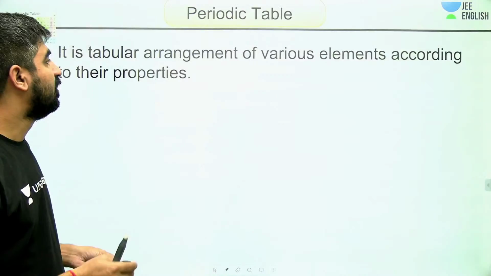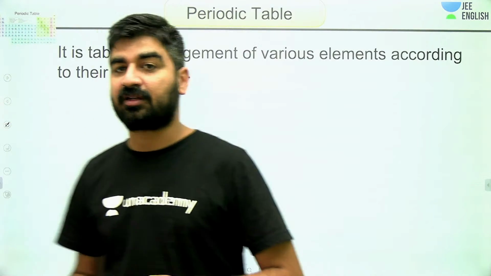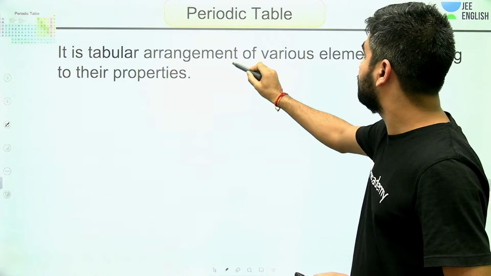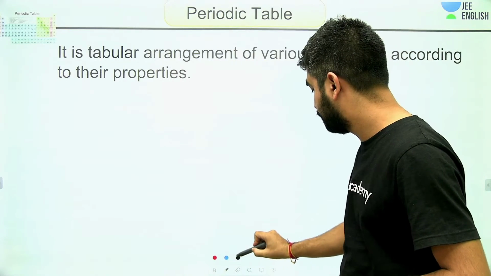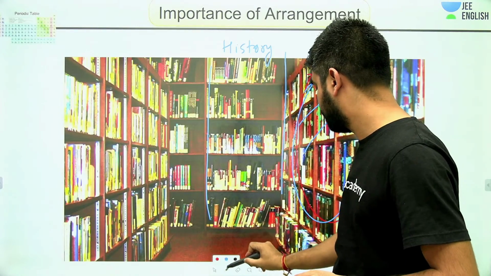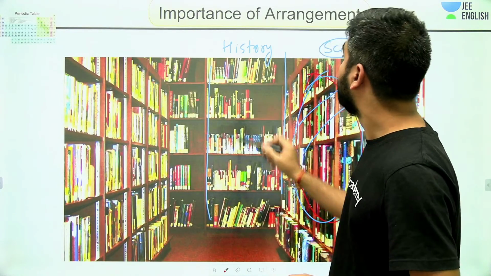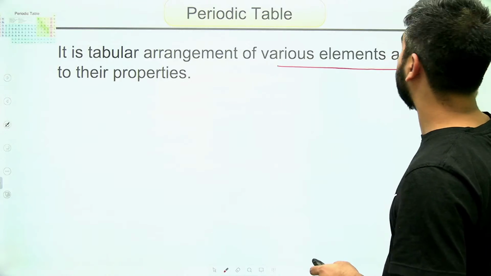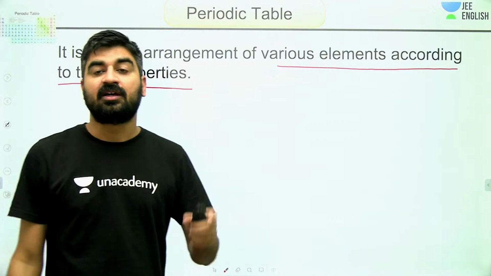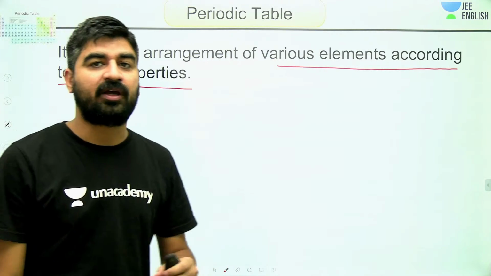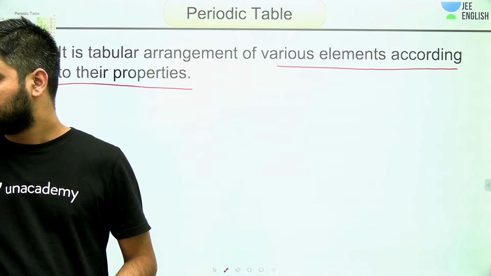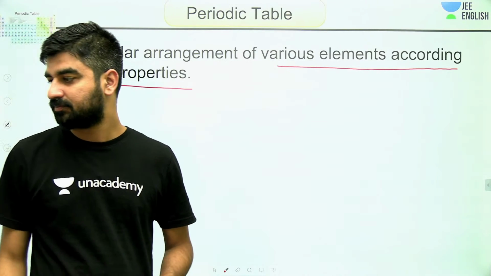That becomes easier. So what is the periodic table? This is a tabular arrangement of various elements according to their properties. So what is the periodic table, guys? It is a tabular arrangement of various elements according to their properties. Got it? Good afternoon, everyone.